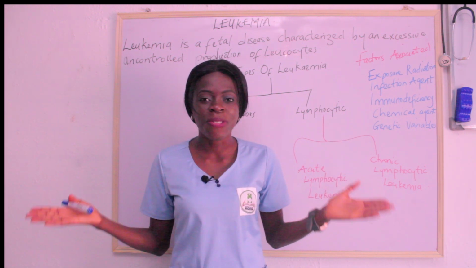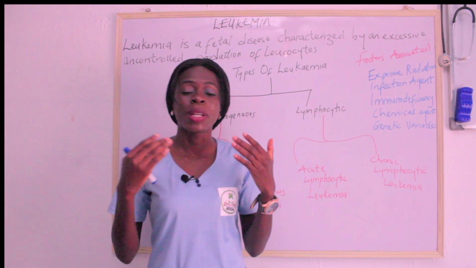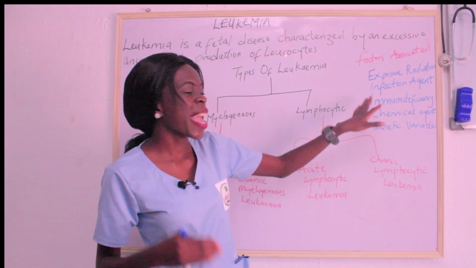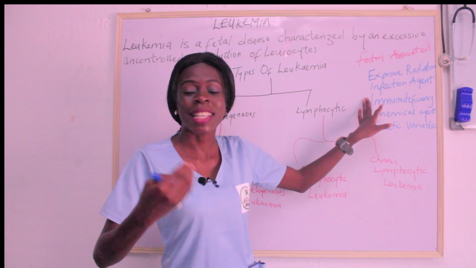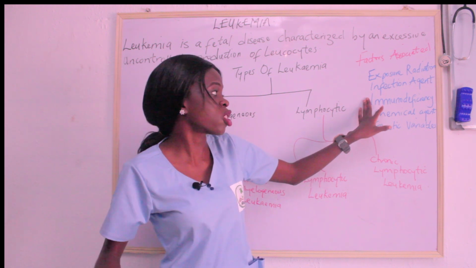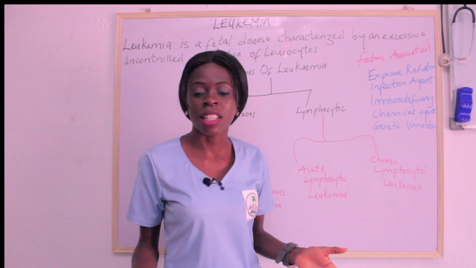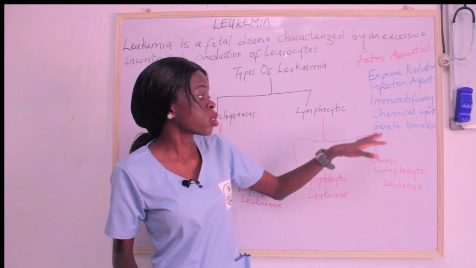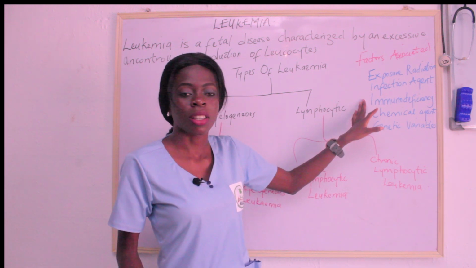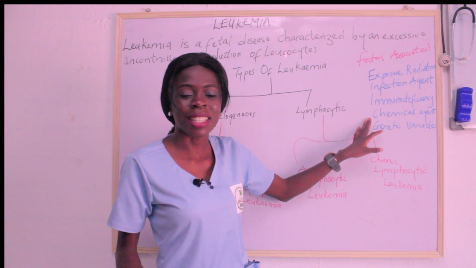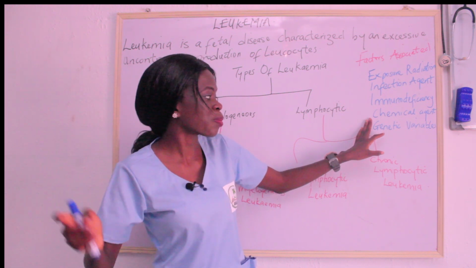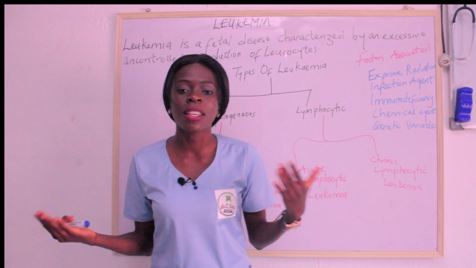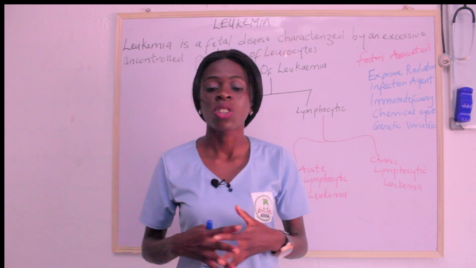But there are certain factors that are associated with the presence of leukemia. We have exposure to radiation, excessive exposure to what? Radiation. We have infectious agents such as viral infection, immunodeficiency. We have chemical agents such as benzene, methylene, all those chemicals. Then we have genetic variables such as Down syndrome.